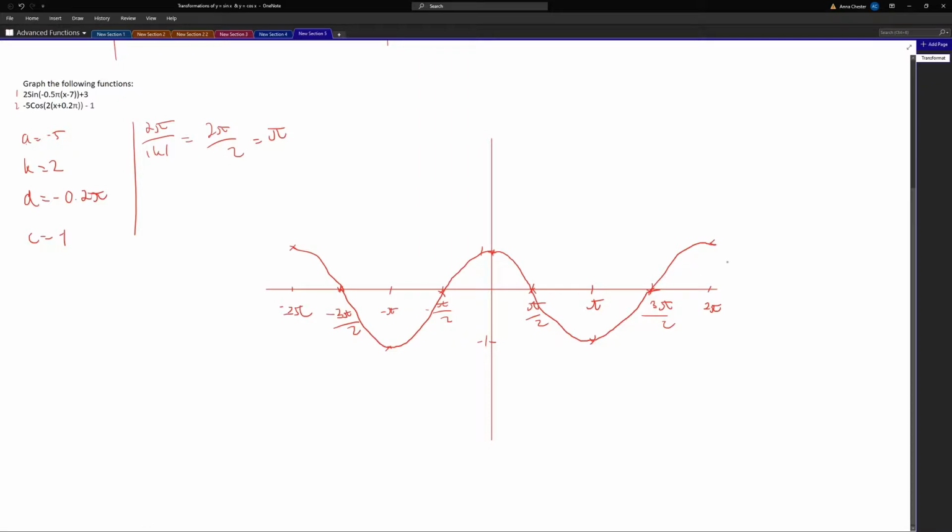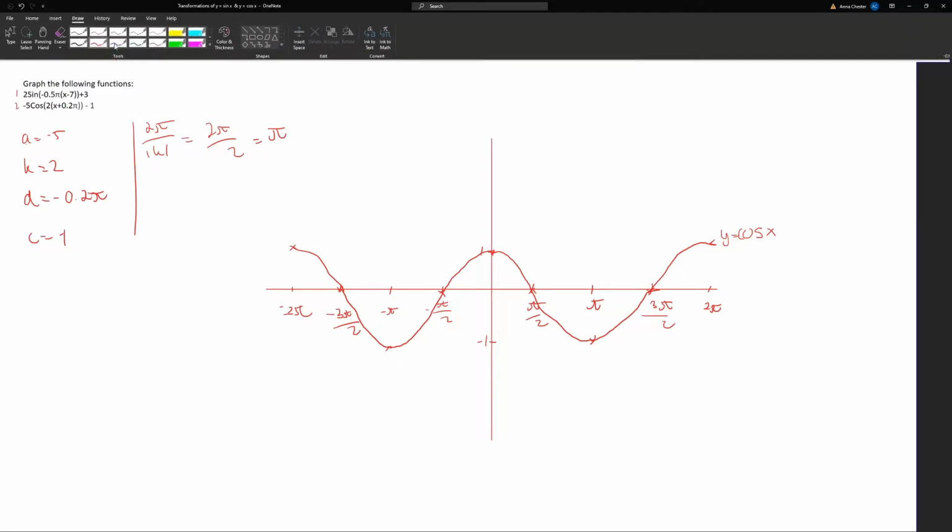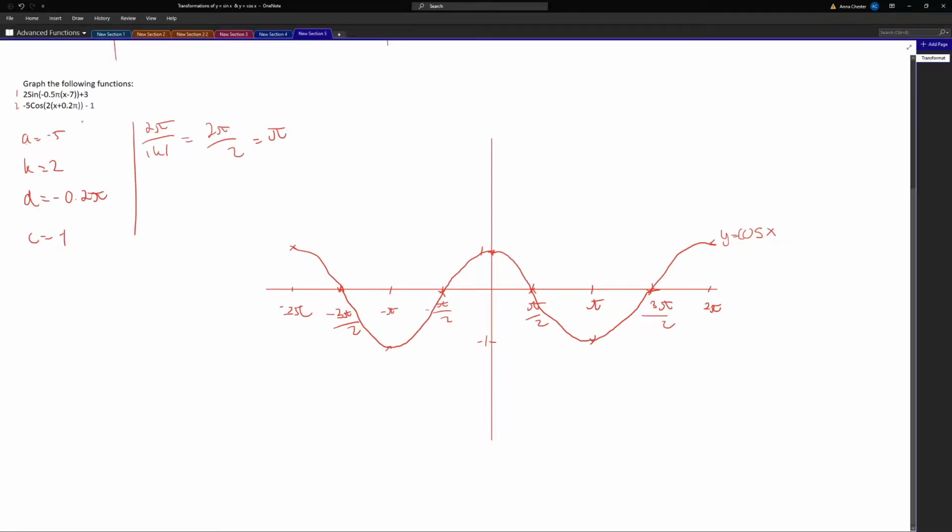Okay, so this is y equals cos of x. Now let's apply our a and k values. We see that a has a negative in front of it, so we're immediately reflecting it in the x-axis. So let's see what happens. We're actually going all the way to 5.